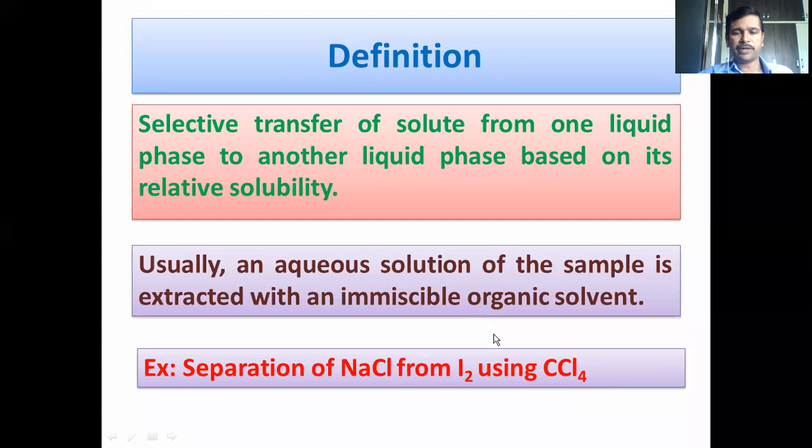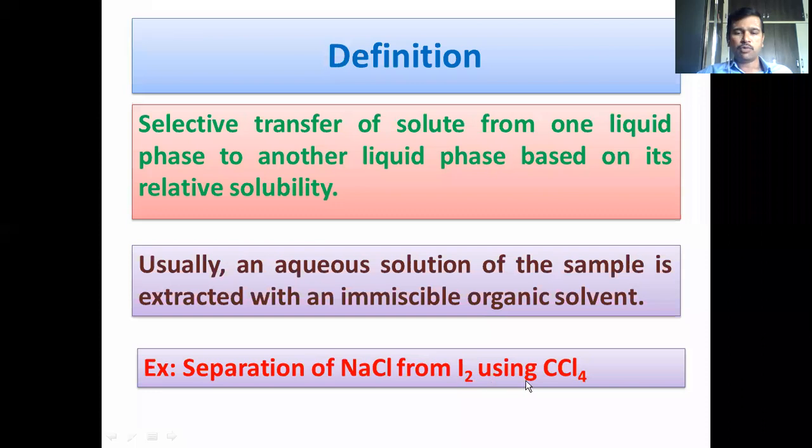After you shake the separating funnel, what will happen? Both the layers will equilibrate, and because carbon tetrachloride is a heavier solvent than water, carbon tetrachloride will be present as the bottom solvent. The lower layer will be the carbon tetrachloride layer. Carbon tetrachloride will be pink in color. Why? Because of iodine. Iodine will be transferred into the carbon tetrachloride layer, whereas sodium chloride will be transferred to the aqueous layer.